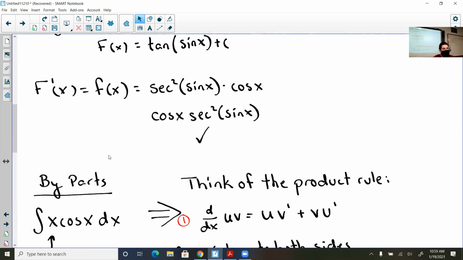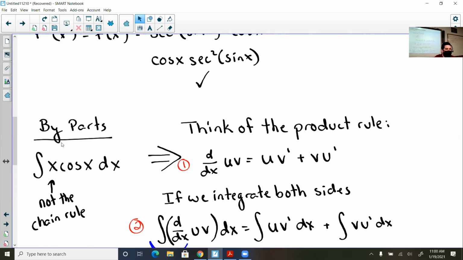Now, an example of integration by parts would be something like this one here. We have the integral of x times the cosine of x. This is not the chain rule, because if I take the antiderivative of the cosine of x, that would give me simply sine of x. And if I take the derivative of sine of x to bring me back down to the integral stage, I would have cosine x. Nowhere in that process does an x magically appear. So this x must have existed through the product of something else.